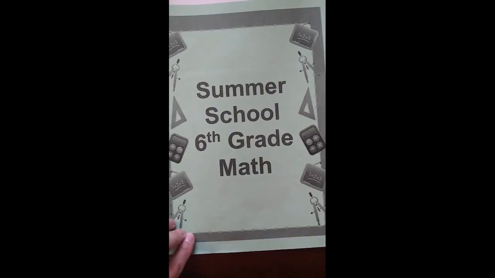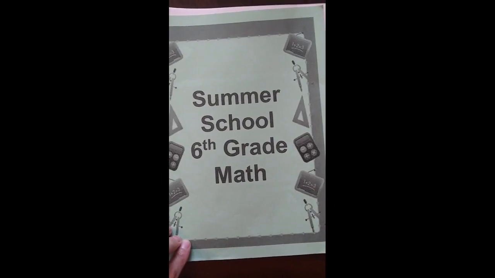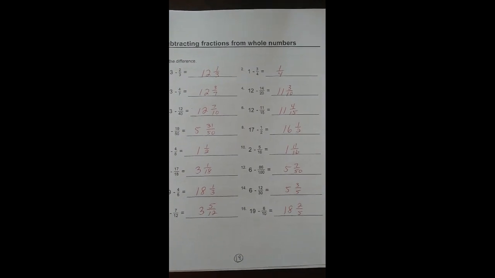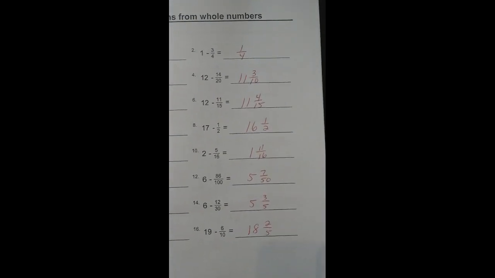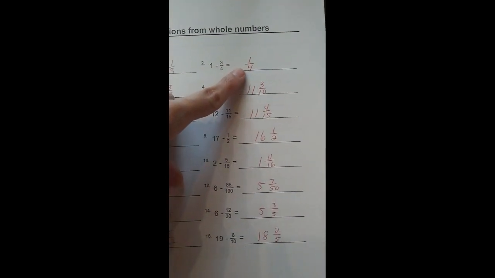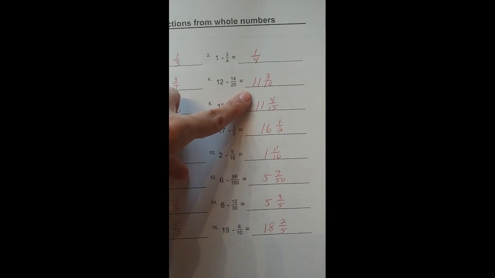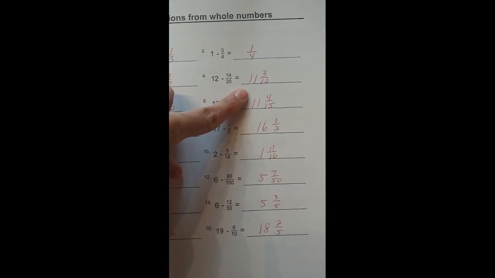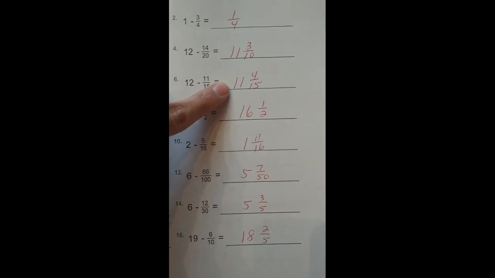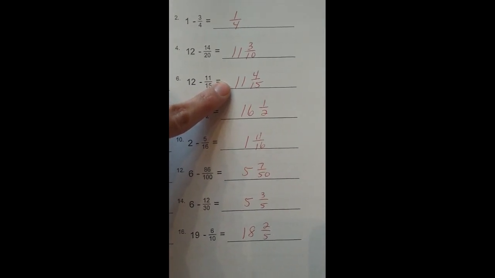Correct yesterday's math assignment. Please grab your green packet and open up to page 19. Your assignment was to complete the even problems on page 19. Number 2, the answer was 1/4. Number 4, the answer was 11 and 3/10.